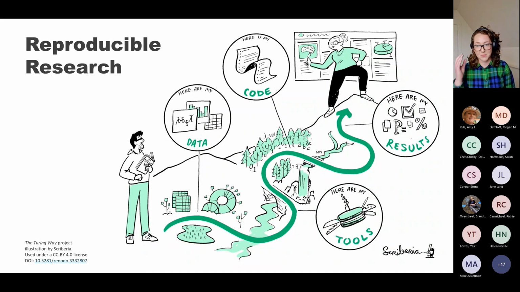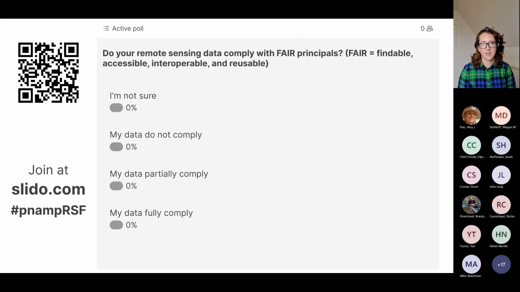And some of you may know and be intimately familiar with data management plans and common standards and terms used to describe these processes, which leads us into our next polling question. Okay, so get your phones ready. A link will also be thrown into the chat. But our question to you is, do your remote sensing data comply with FAIR principles? As a reminder, FAIR stands for findable, accessible, interoperable, and reusable.